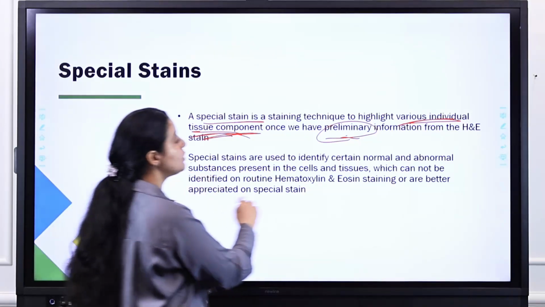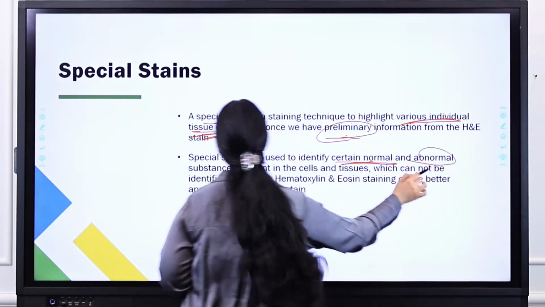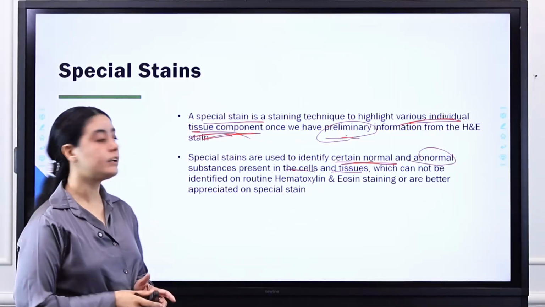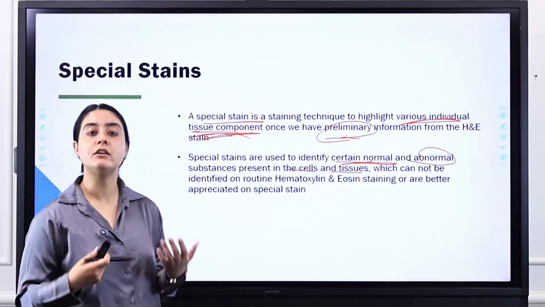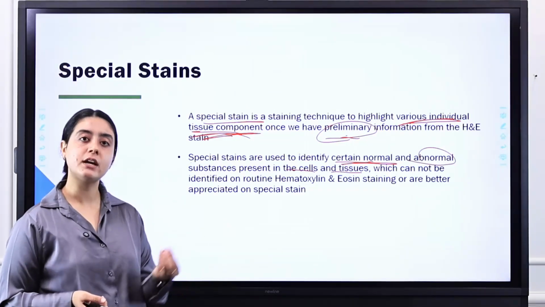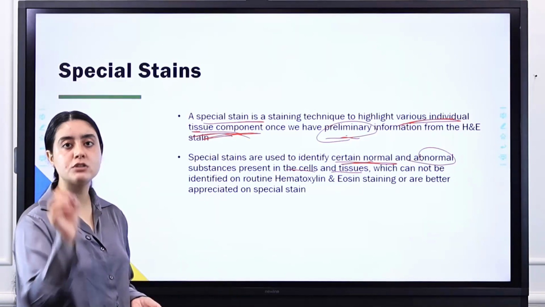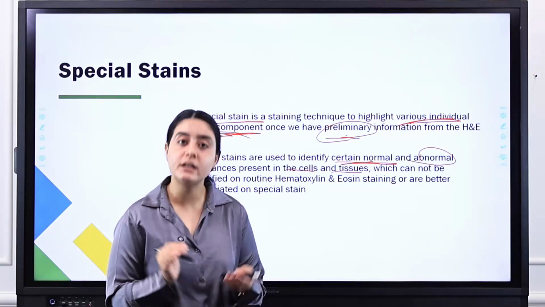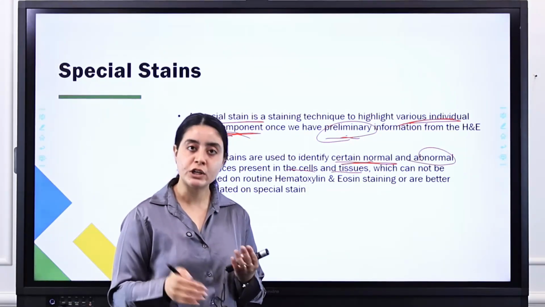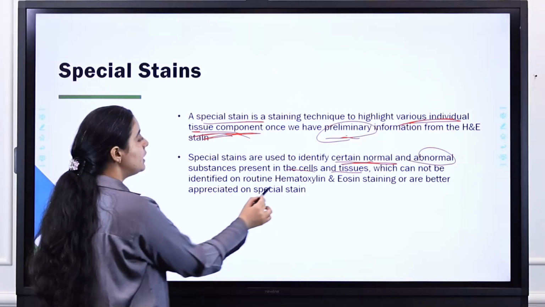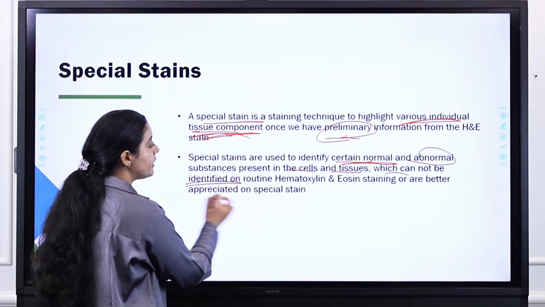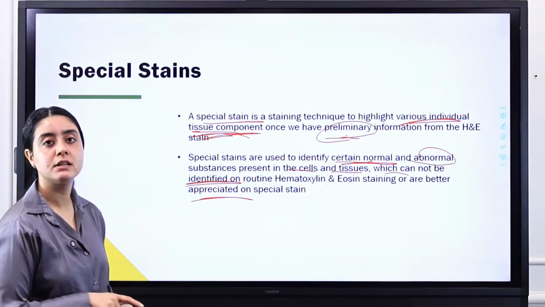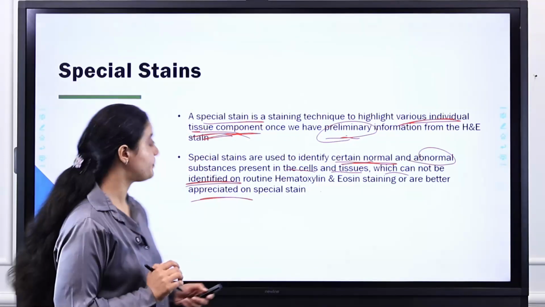Special stains are used to identify certain normal and abnormal substances present in the cells and tissues which cannot be identified in H&E staining, or which can be better visualized under the special stains. It can happen that some tissues or deformities can be identified in the H&E staining, but not clearly. So for that we have to continue with the special stains, as it is written over there: which cannot be identified on routine hematoxylin stain or are better appreciated on special stains. So for that purpose we have to perform special stains.